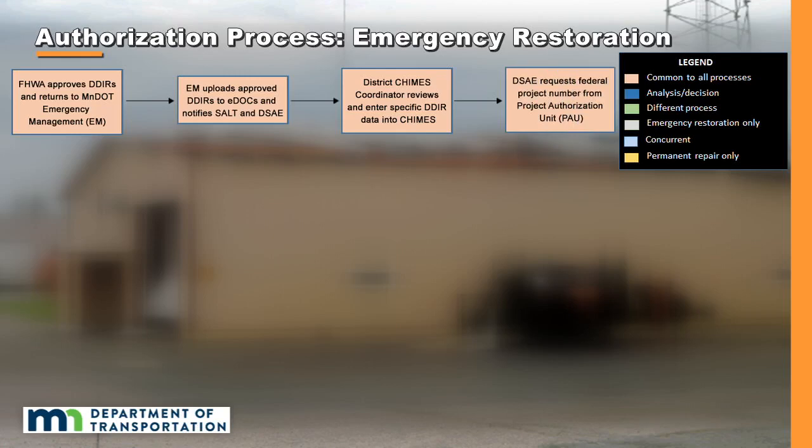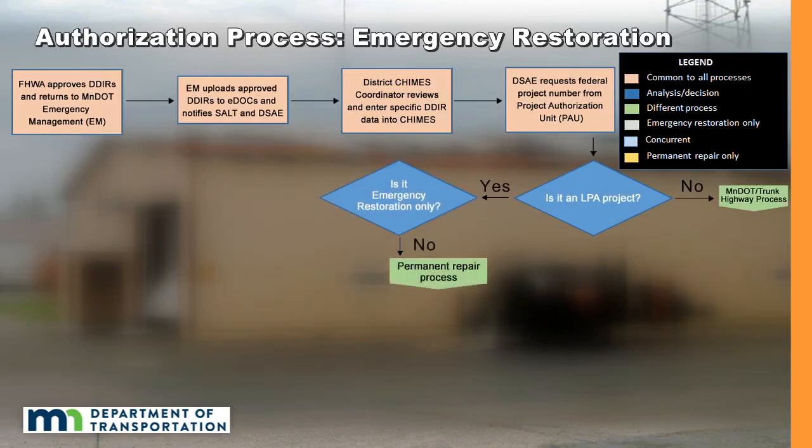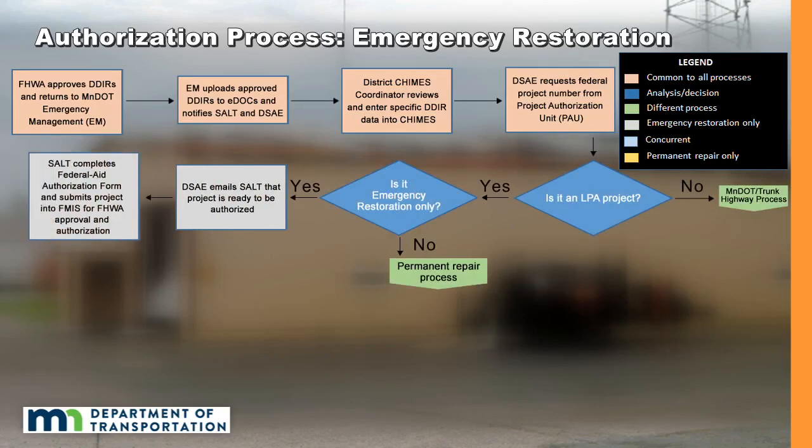4. The DSAE requests a federal project number from the MnDOT Office of Financial Management's PAU. 5. This video outlines the authorization process for non-trunk highway projects. 6. The DSAE emails SALT that the project is ready to be authorized. 7. SALT completes Federal Aid Authorization Form and submits project into FEMAS for FHWA approval and authorization.